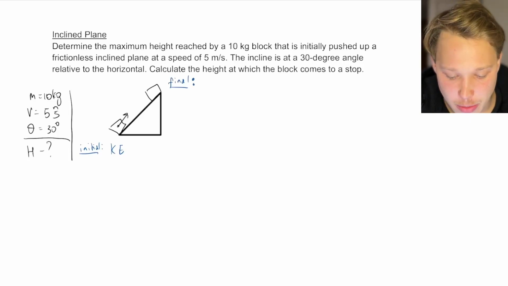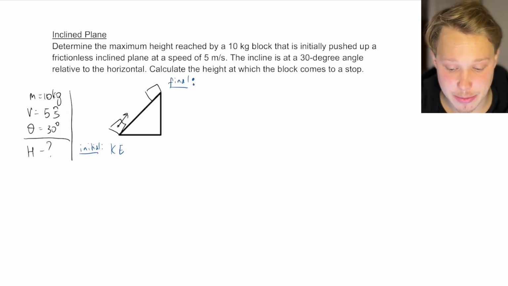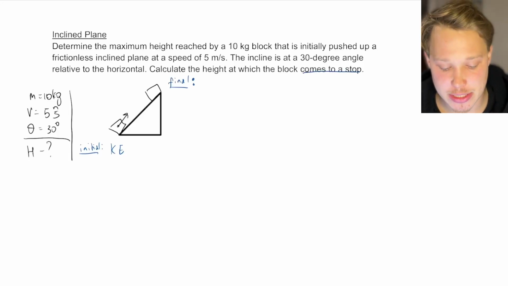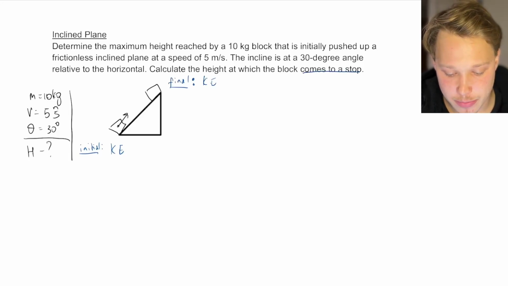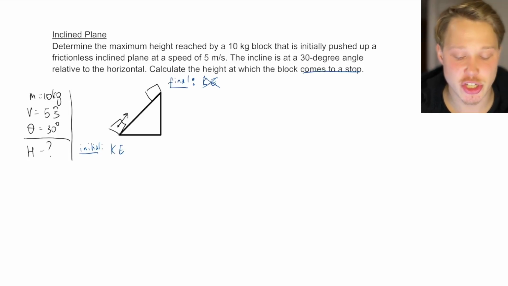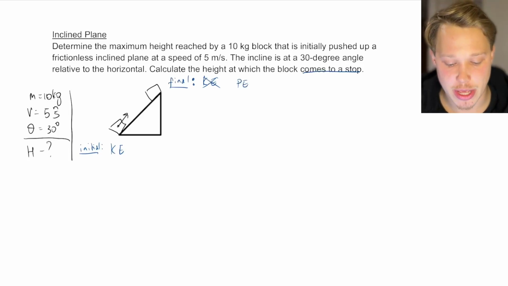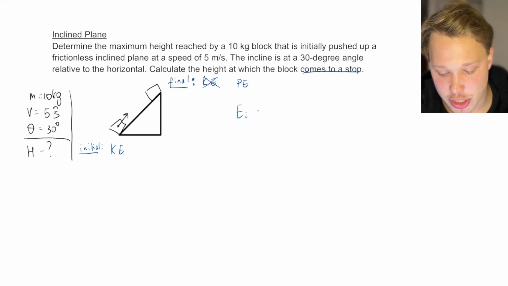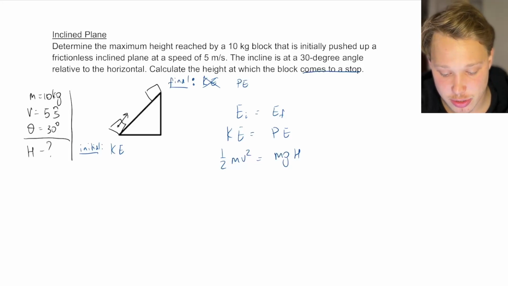Finally, final point. Does it have velocity? No, because it says block comes to a stop, meaning there's no velocity. So no kinetic energy. Does it have potential energy? Of course, because it reaches a certain height. And again, there is no spring energy. So initial energy equal to final energy. Initially, the energy is just the kinetic one. Final energy is just the potential one. Kinetic energy is the 1/2 mv squared formula, and the formula for potential energy is mgh.